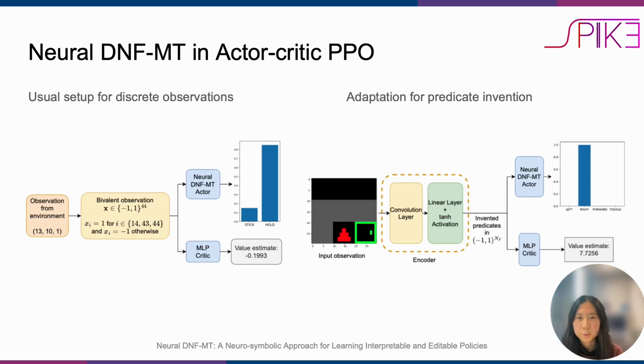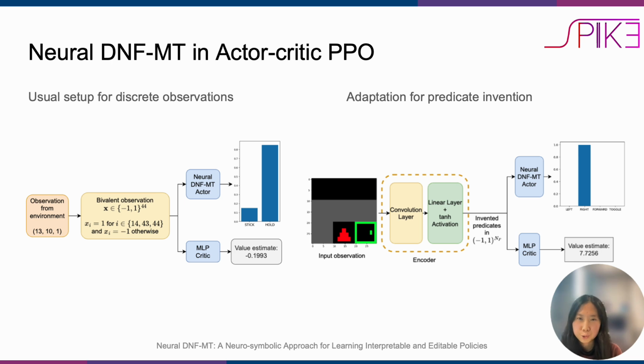Here we show two setups for training the Neural DNF-MT actor in a deep actor-critic algorithm. Our actor network is the Neural DNF-MT model and outputs action probabilities. We have a simple MLP critic with usually 2 layers that gives value estimate.